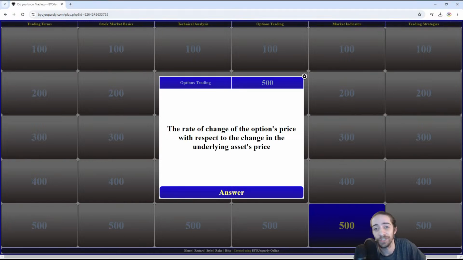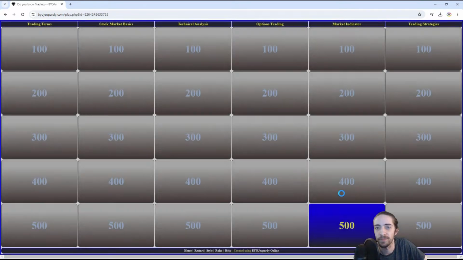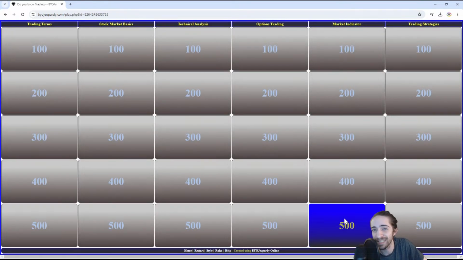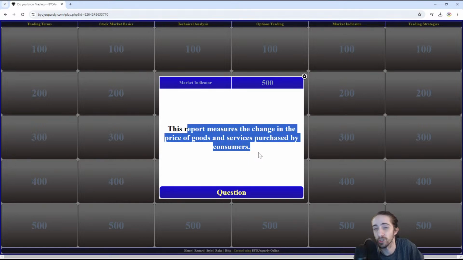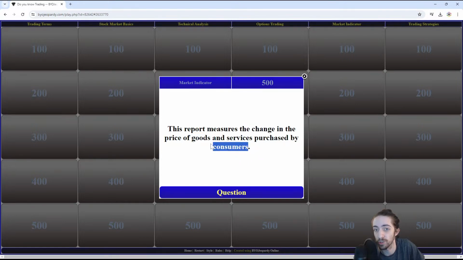The rate of change of the option's price with respect to the change in the underlying asset's price. You guys are correct. Change in price. Great job, everybody. Fantastic job. Last question. We have market indicator for 500. This report measures the change in price of goods and services purchased by consumers. There's your hint right there, consumers.